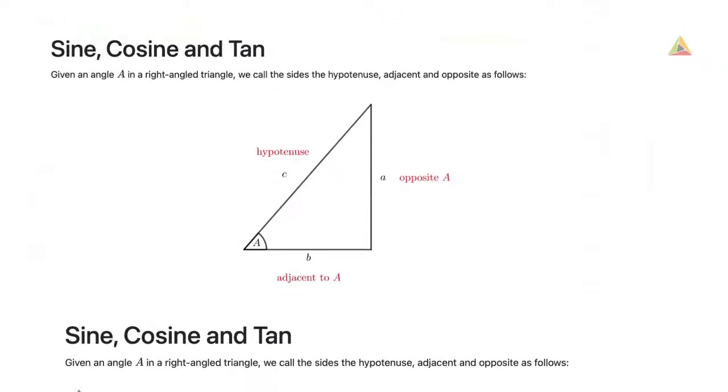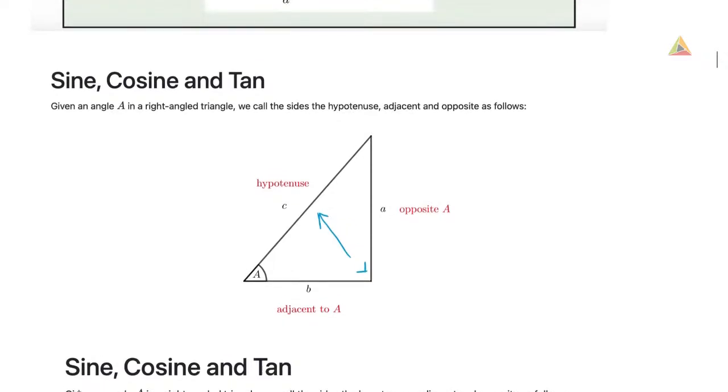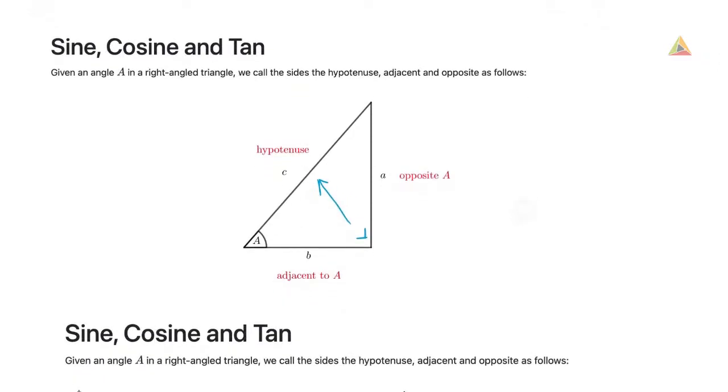Given an angle A in a right angle triangle, we call the sides the hypotenuse, the adjacent and the opposite as follows. So we're just going to explain this. Obviously this is the right angle, and we said just there that the hypotenuse is always opposite the right angle. So there's your hypotenuse. Now if we look at where the angle actually is on that triangle, so we see where angle A is. What side is opposite angle A? Well, it's this side here, and for that reason we call it opposite. So the only side left is the adjacent, and adjacent means beside. So this side here is adjacent to A.